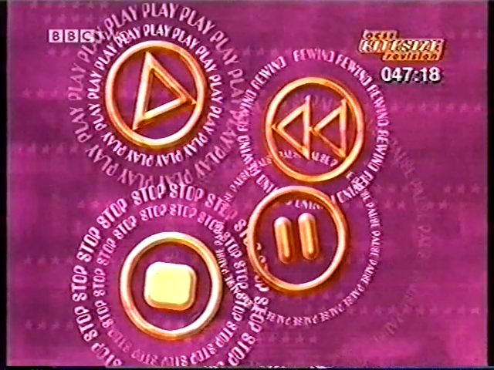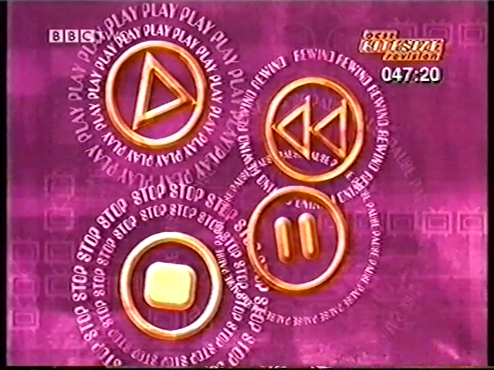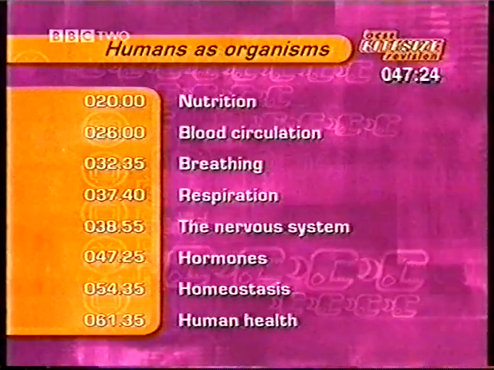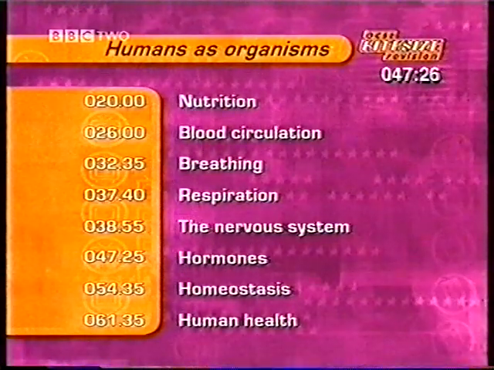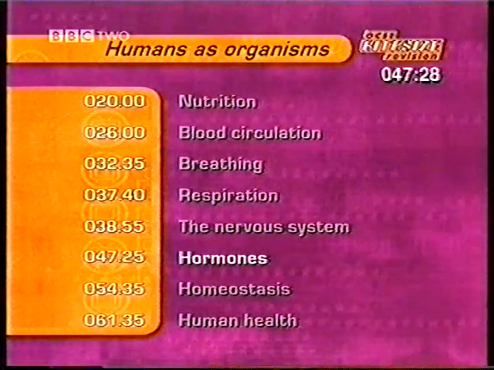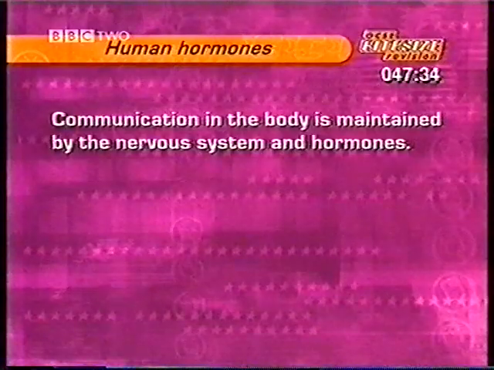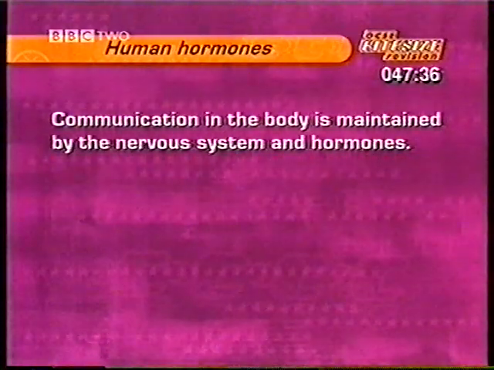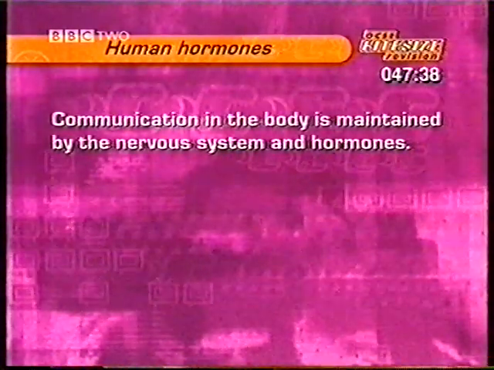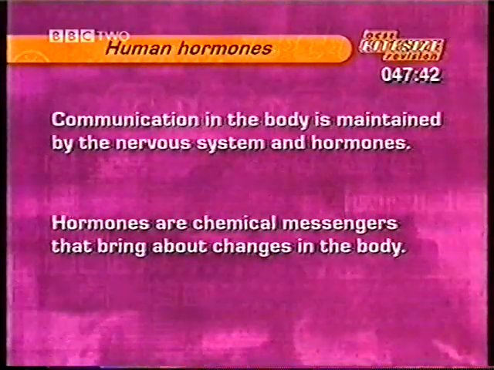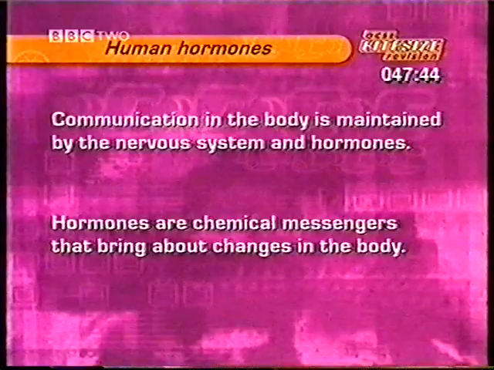That's the end of this section on the human nervous system. This section is about human hormones. Communication between various parts of the body is maintained both by the nervous system and by hormones. Hormones are chemical messengers that pass round the body and bring about changes in the body.